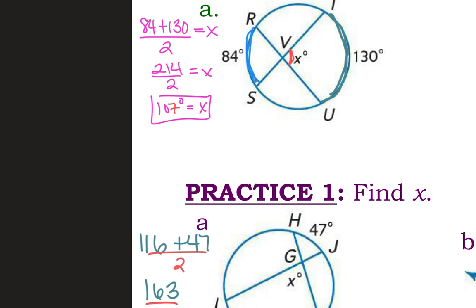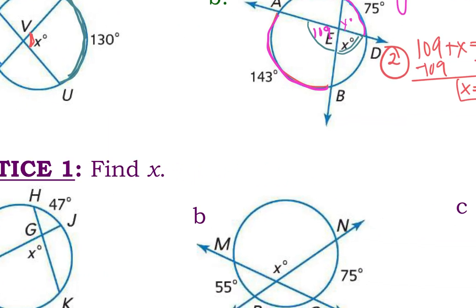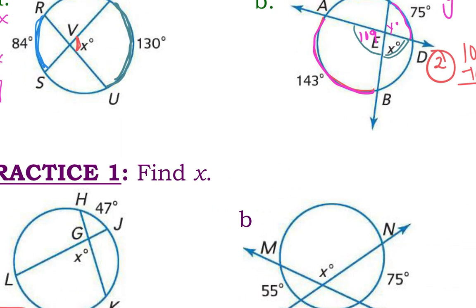Good. All right. Let's look at the second one. Who wants to do the second one? So many volunteers. Caesar, you look like you want to do the second one. Caesar, what did you do on the second one? 55 plus 75. Then I got 130 and I divided it by 2. And x equals 65. Good. So is that your answer? So close. But you did good.